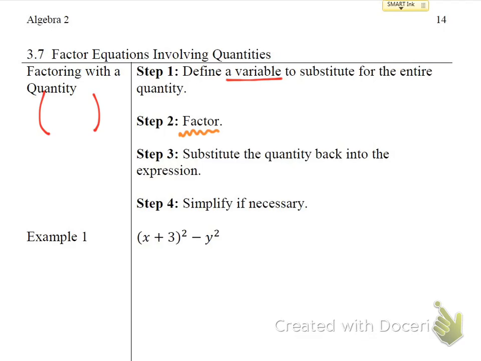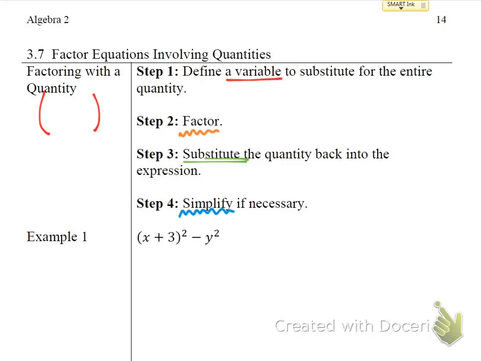After you have factored using any factoring method that you know so far, you are going to need to substitute the quantity back in so that you haven't changed the value of the expression. And then if you can, you will simplify by combining like terms, GCF if there is one, but simplify whatever you can.